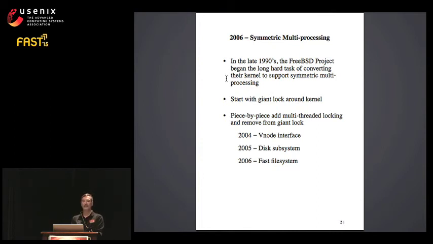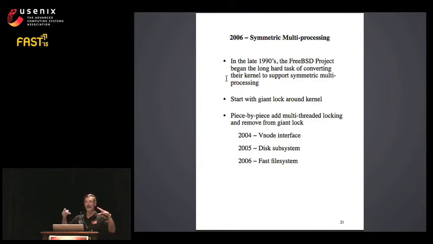So it's the usual. You start with a giant lock around the kernel, so only one thing can be going on in the kernel at a time. That gets you up to n equals 2 processors, one that does user stuff, one that does the kernel, because the kernel is usually about half the time. But it doesn't scale past that.